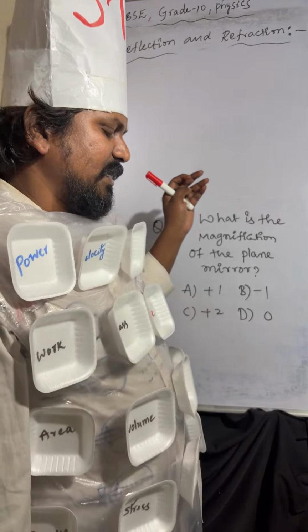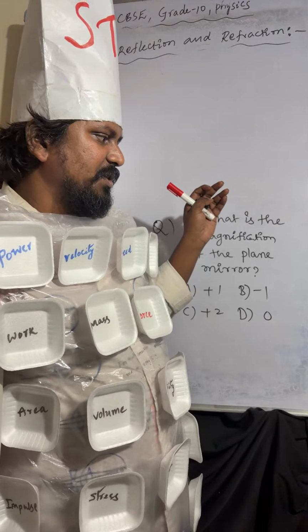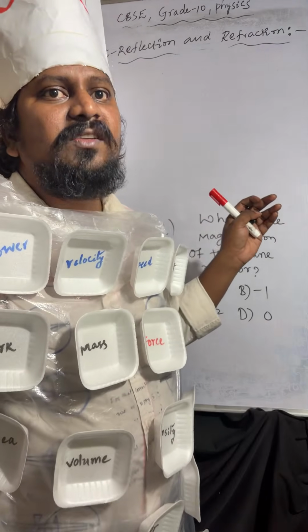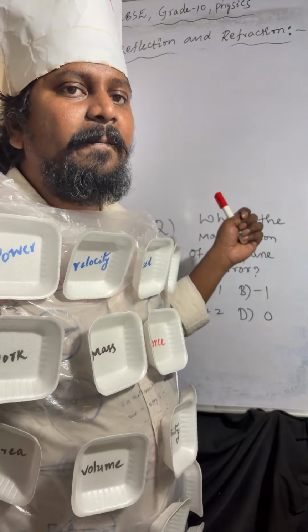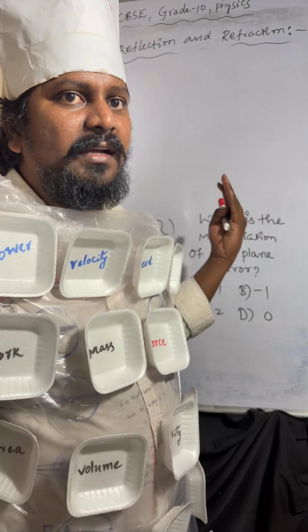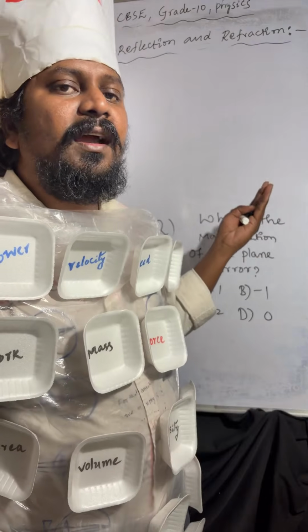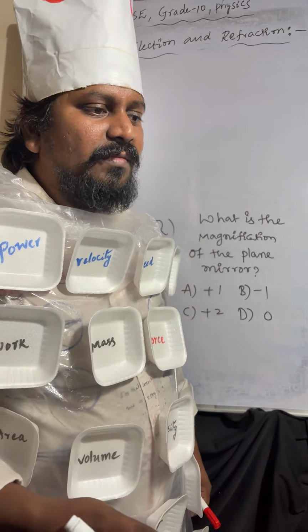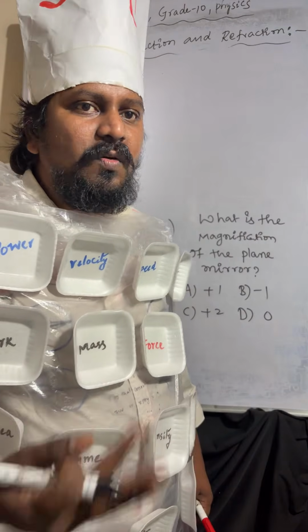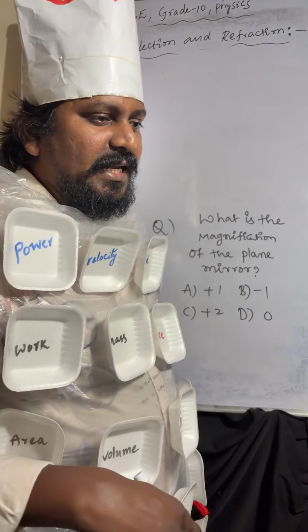So it depends. Virtual image, yes, because extended light rays are meeting, right? Extended light rays are meeting. That's why there is a virtual image. Then where will the extended light rays meet? Behind the mirror. Yes. Coming to plane mirror, coming to concave mirror, coming to convex mirror, and convex lens also.